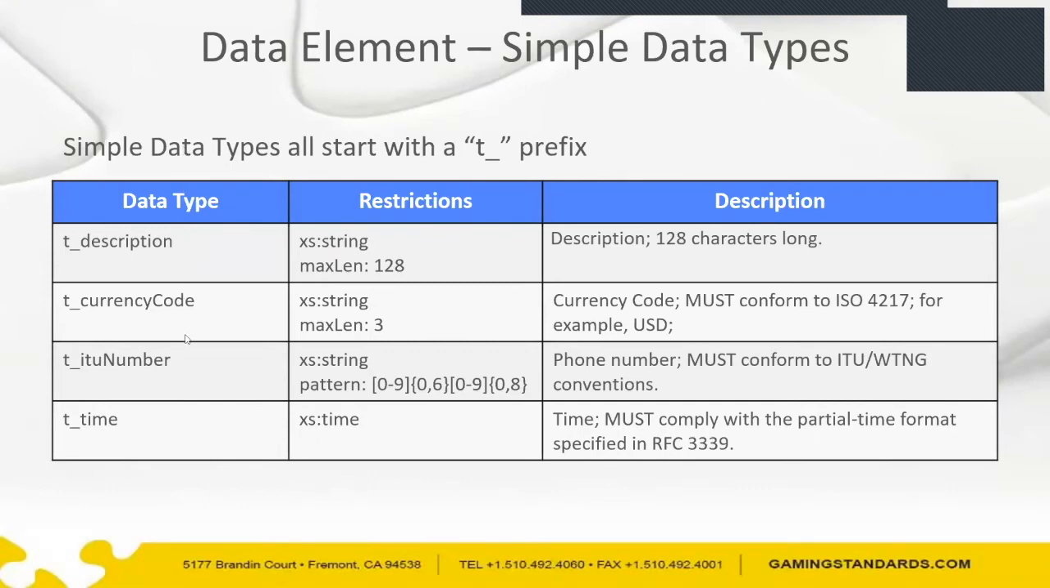RRI has hundreds of these elements, the attributes, the simple data types, complex data types, and enumeration. So this was quite the undertaking to create this data dictionary.